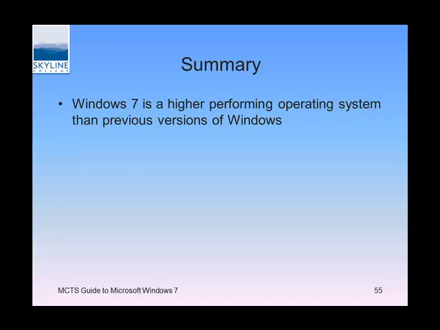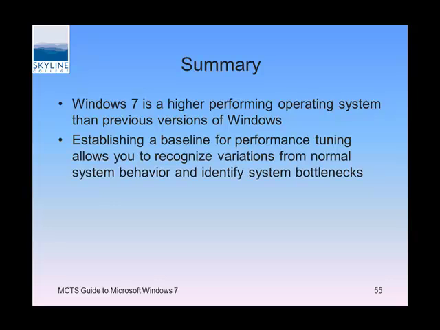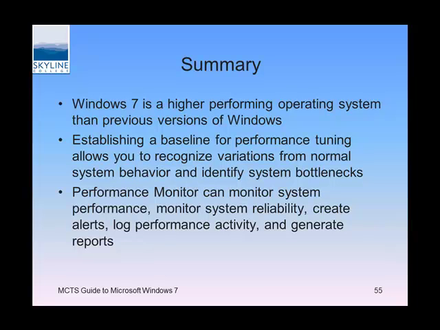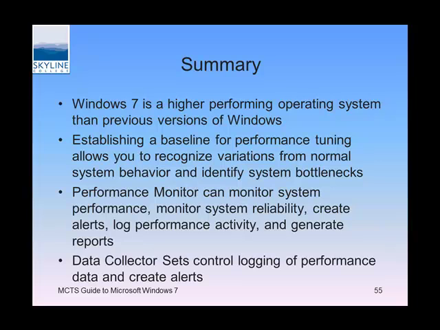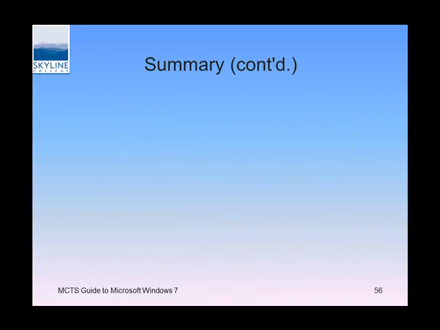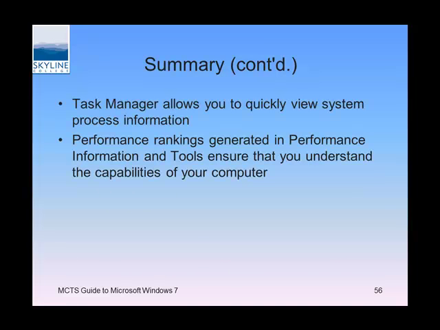Higher performing operating system. Baselines are important. Baselines are important for your own individual machine so that you know what's abnormal. Probably more significant in the server world, because the server is going to affect the performance of the company more so than individual machines. Data collector sets, and again, we're going to look at those things. Task manager, performance rankings.